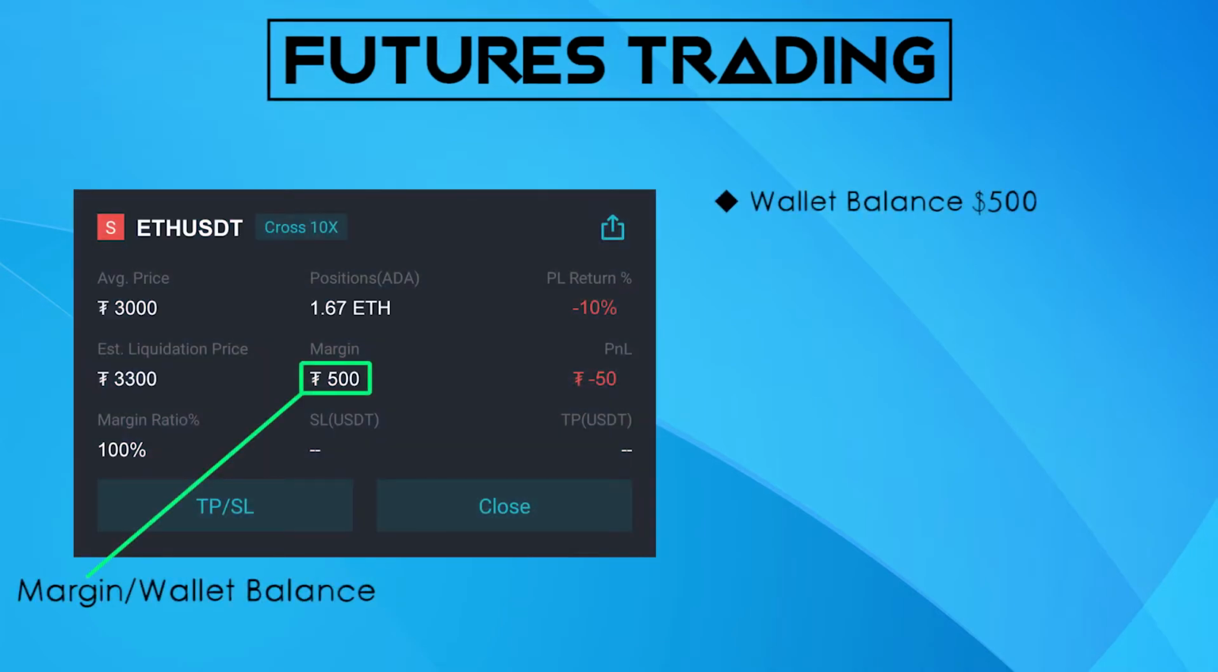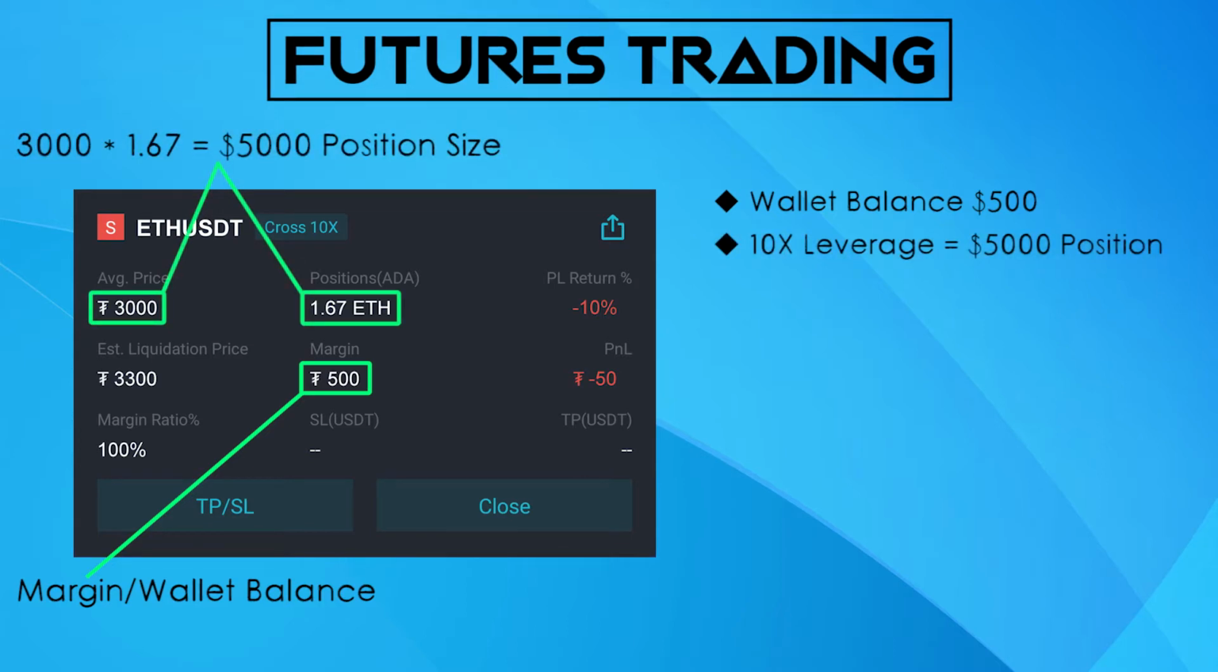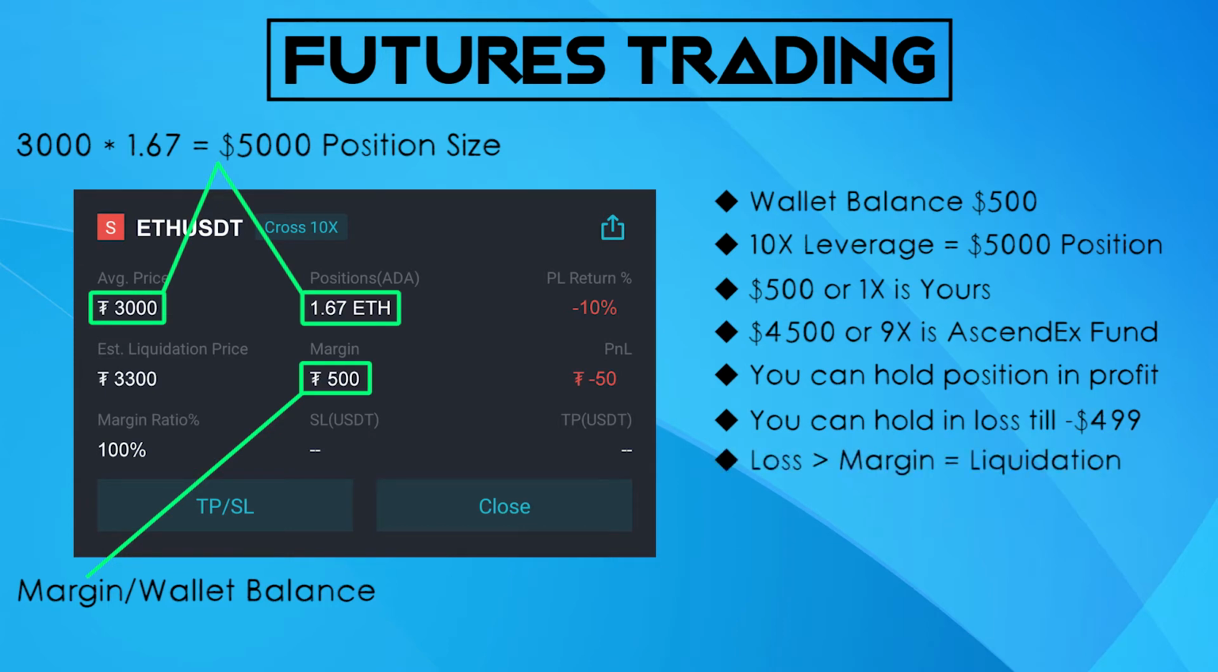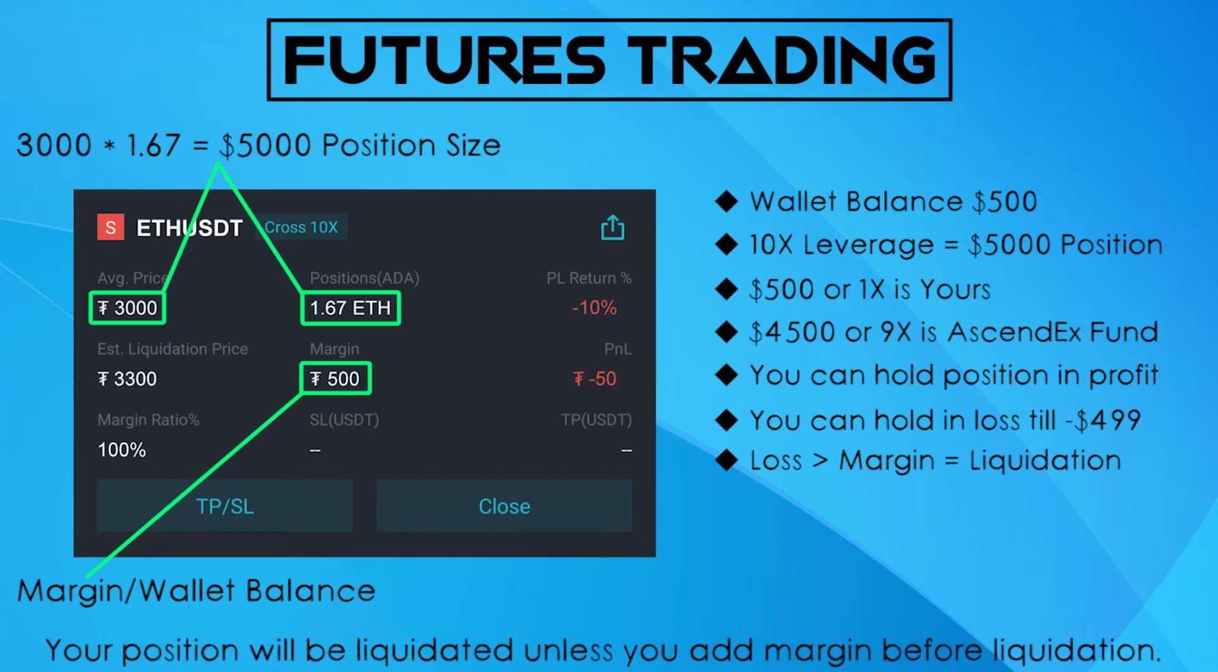Let's say your futures wallet balance is $500. You use 10x leverage to open a $5,000 short position. Now in this position, $500 or 1x is yours, and the rest, $4,500 or 9x, is SNDEX fund. If your position is in profit, you can hold it as long as you want. But if your position starts going in loss, you can hold it only till minus $499 loss. Once your loss reaches minus $500, your position will be liquidated because your futures wallet balance was only $500.